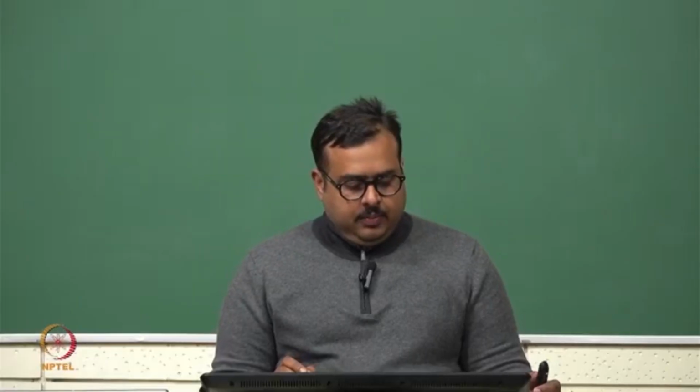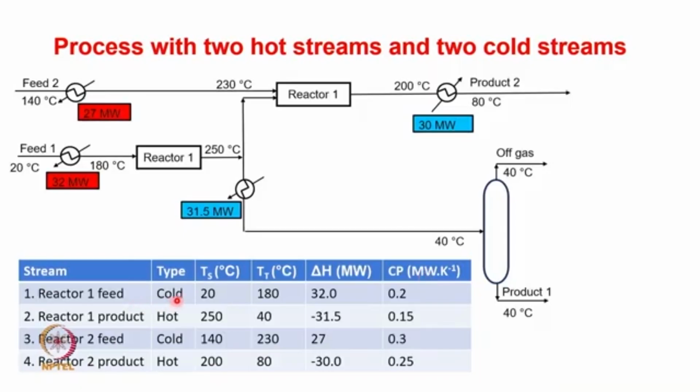So there's a problem. The reactor 1 feed is of course cold, entering at 20° and exiting at 180°, and this is the delta T and the Cp of the stream, and H you can compute as MCP delta T. Cp here stands for MCP. So what is the difference in terms of the temperature change? When you multiply with the Cp, you will get the delta H.